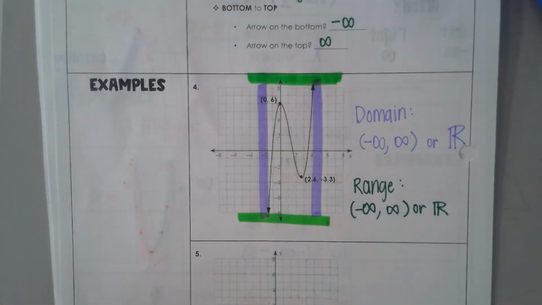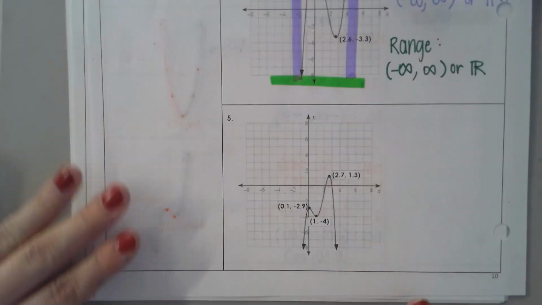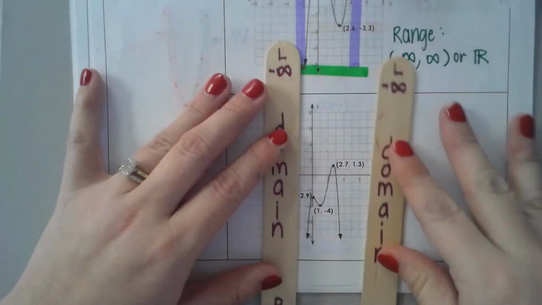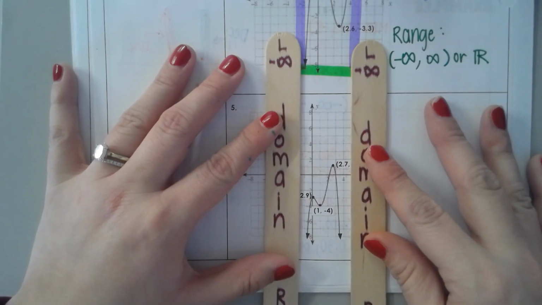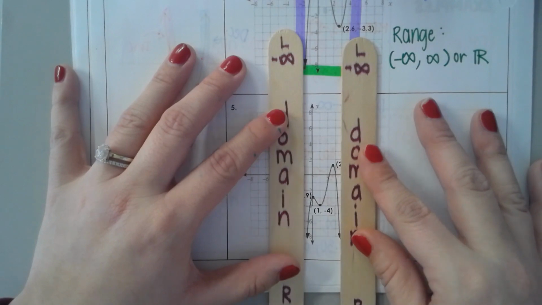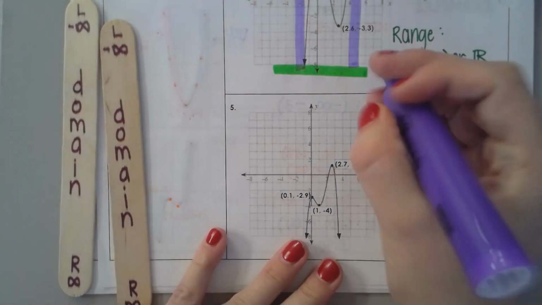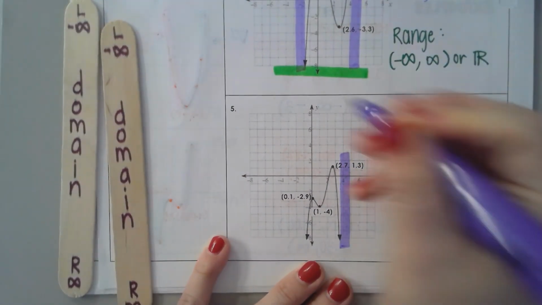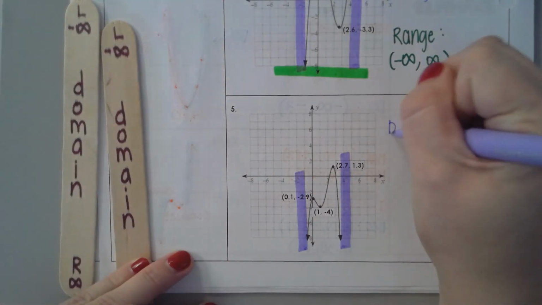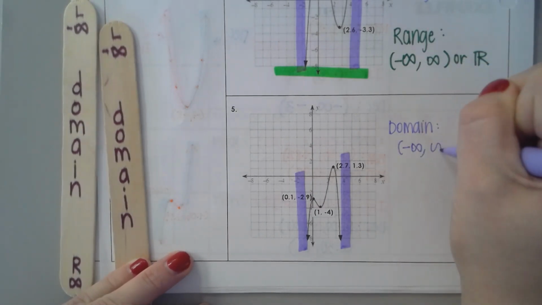Let's look at an example that's different. So number 5. So domain, if I move my popsicle sticks until I hit the graph, right there, what did I actually hit? Arrow. I hit arrows on both sides. So my domain, if I were to draw some vertical lines here to show where those popsicle sticks would be, my domain is negative infinity to positive infinity.